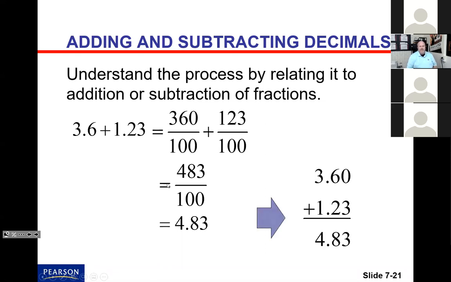So 3.6, and then 1 point. And it doesn't matter, remember? The rule that it doesn't matter in addition. But why did we add this extra 0 in here at the top?